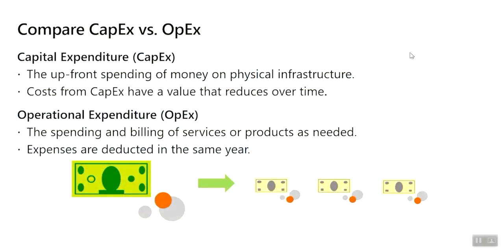Let's talk about expenditure models. We have capital expenditure, or CapEx as it's known, which is the upfront spending of money on physical infrastructure. When we needed to create our own data center, we had to get budgets approved, buy a space or have a location, go out and physically buy those resources, and then network them all together to build our own data center. So that's a capital expenditure model. In the cloud, we don't need to do that. We are spending as we need it, and that's operational expenditure, OpEx. So the expenses are normally deducted in the same year, and you're paying monthly or yearly for those expenses. So capital expenditure versus operational expenditure.